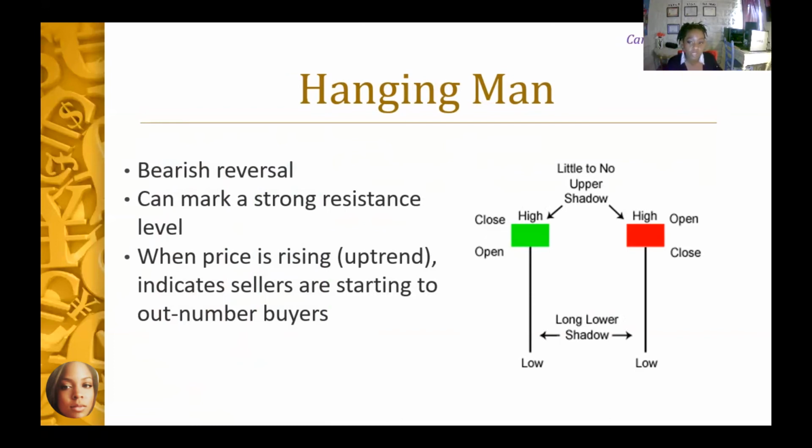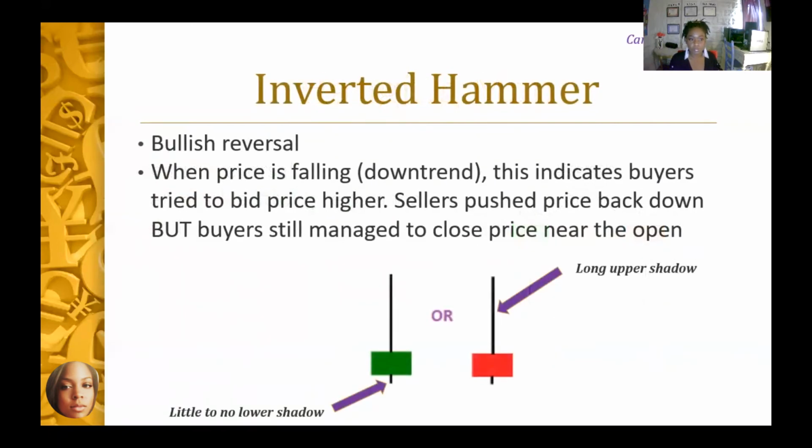It can mark a strong resistance level. All right, when price is rising or in an uptrend, it indicates that the sellers are starting to outnumber the buyers. Okay, so that's what the hanging man is during an uptrend. That's what you want to look for.